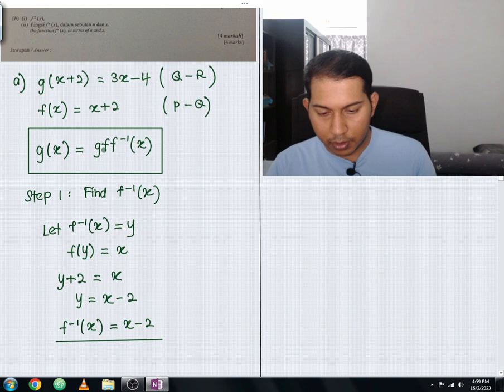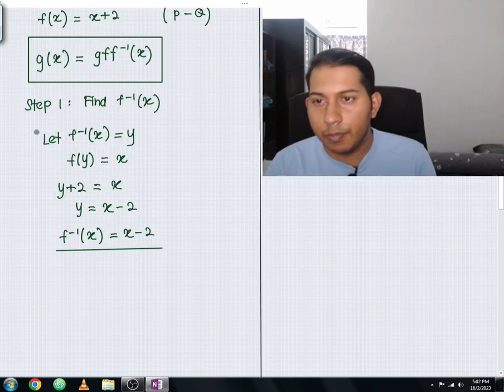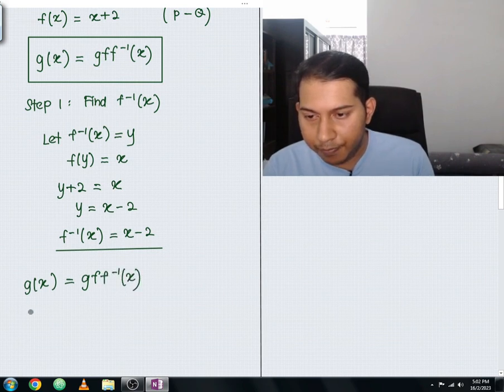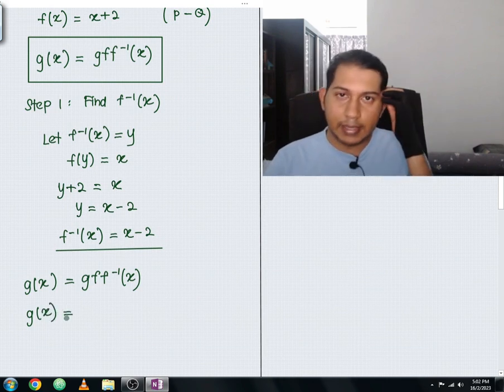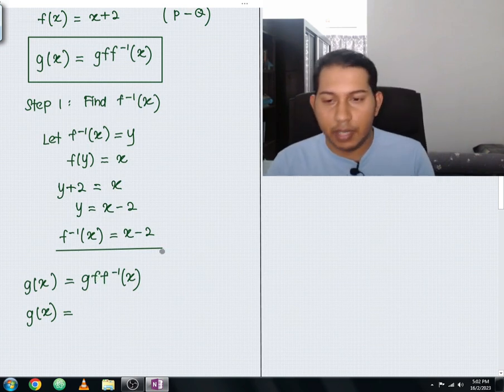Okay, so from here let us proceed to solve this. g(x) is equal to g f f inverse x. Remember guys, whenever the original function f is composed with its own inverse, you get back the original value, right?